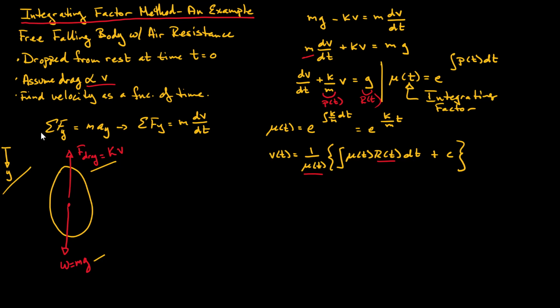So let's substitute this into our general form for the velocity. So we have 1 over e to the power of k over m multiplied by t, multiplied by the integral of e to the power of k over m multiplied by t, and all of this is multiplied by g, dt plus c.